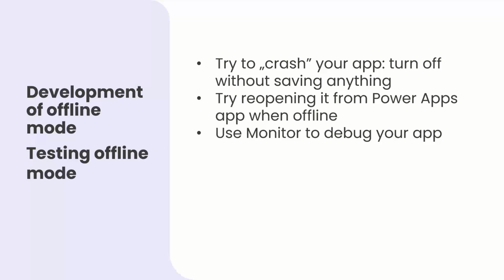Try reopening your app being offline. Just try to do the stupidest thing you can do, and then validate if your data are still there, able to get those data and still synchronize it with your Business Central. If you come across some problems, you can try to use the monitor in Power Apps Studio to debug your app to find out what is going on and what could be missing in your solution.